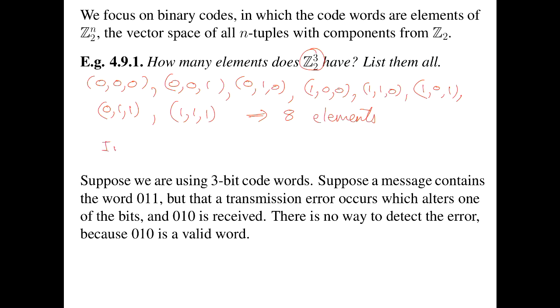And in general, what does Z_p^n have? How many elements? Yeah, p to the n, right? So you've got n entries, and you can put any number from Z_p in there. There are p things in Z_p.